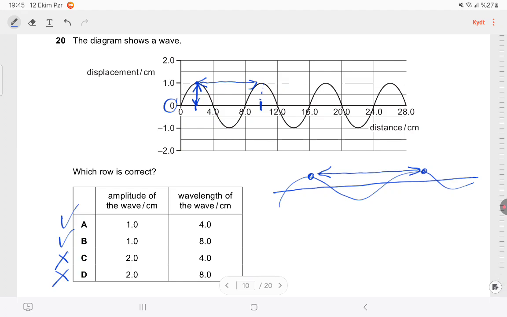You know that for one wavelength, we have to have 4 amplitudes. So 1, 2, 3, and 4. So let's start from 0. Let's go 1 amplitude, 2, 3, and 4. As you see, we have here 8. So the wavelength is 8 centimeters. So the correct answer is B.